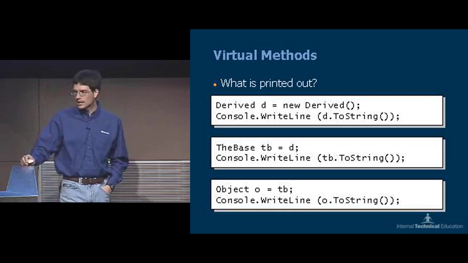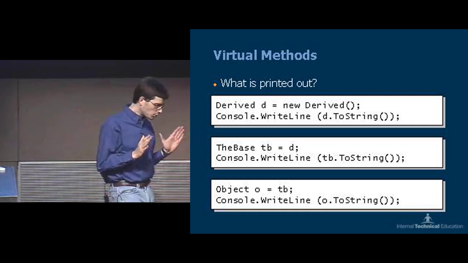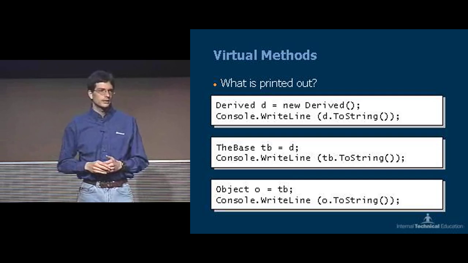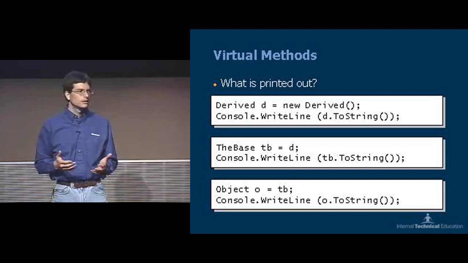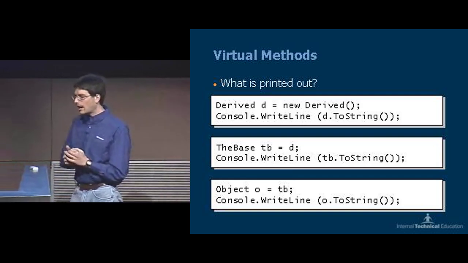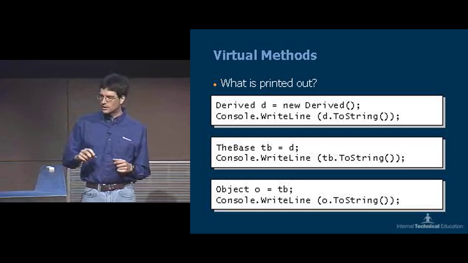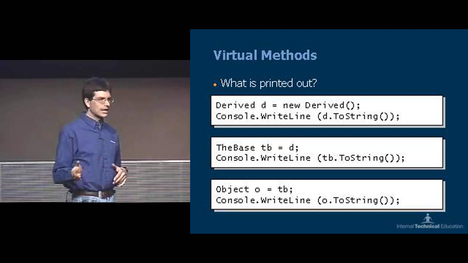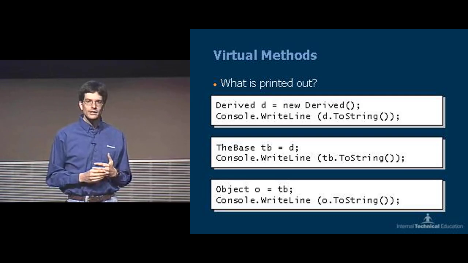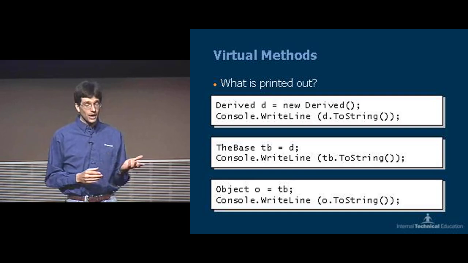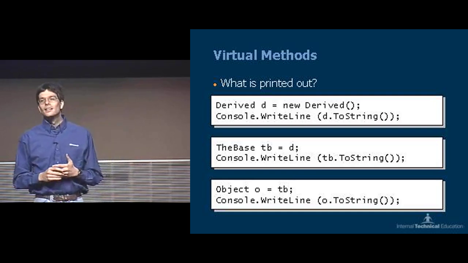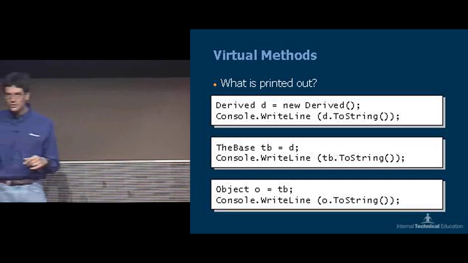So now what gets printed out? I create a new instance of derived, and I call the derived.toString. What gets printed out? Hello from derived. Okay, so now I cast that derived to the base, and I call the base.toString. What do I get? Hello from derived or hello from the base? Okay, so there's a little difference of opinion.